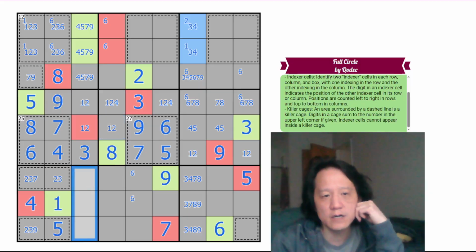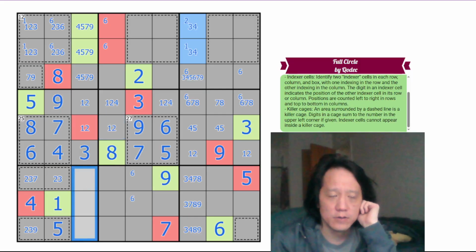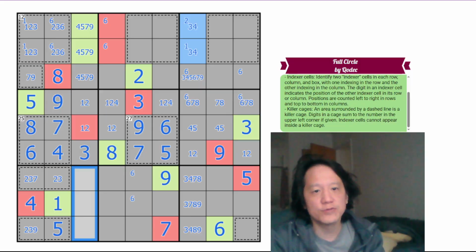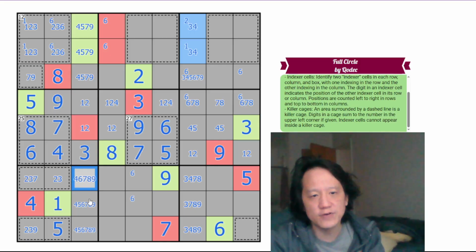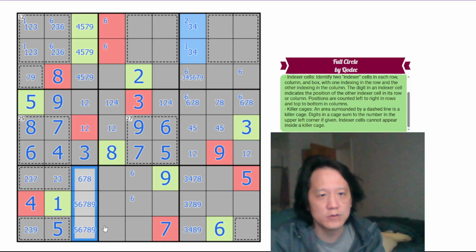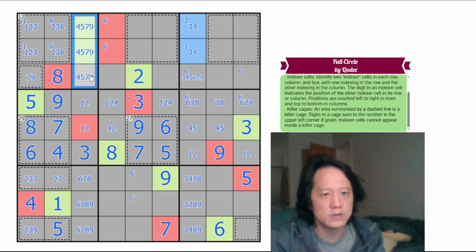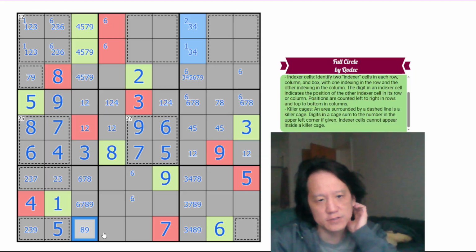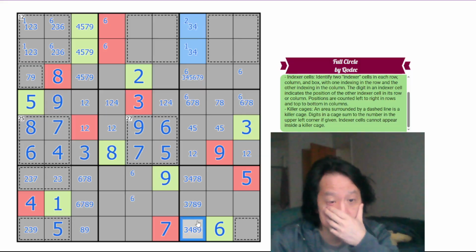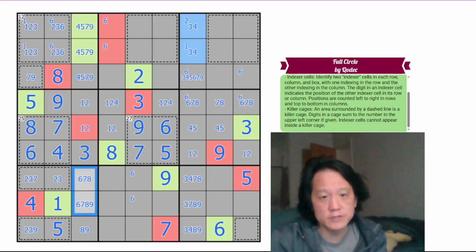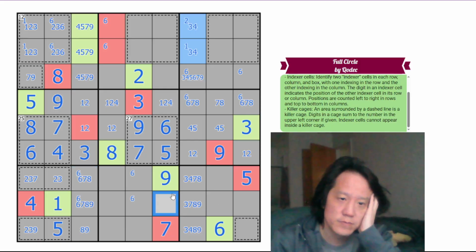Remaining digits in column 3 are 4 through 9. This cannot be 5 or 9. These can't be 4. This can't be 5 either because we have 4 and 5 guaranteed here. This can't be 6 or 7, so this is 8 or 9. So we're guaranteed a 6 here also. Interesting.